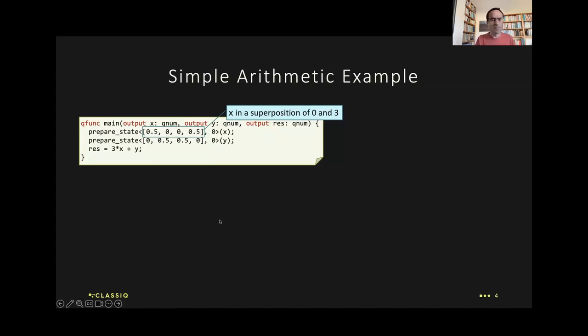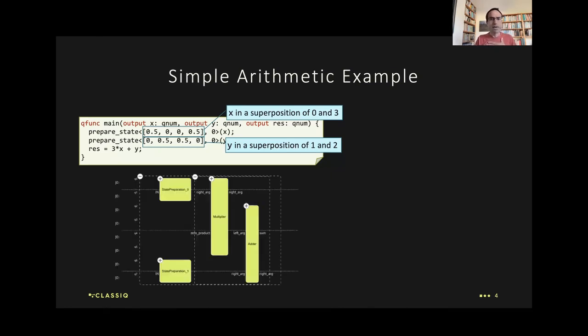You can see that I'm using just the bare prepare state function here. It's good enough for this purpose. And you can see that it's an equal probability for 0 and 3. And then I'm putting y in an equal superposition of 1 and 2 and evaluating the expression 3 times x plus y. When I synthesize this, I see a circuit that indeed corresponds to my description. So I have these two prepared states for x and y, and I'm seeing first x being multiplied by 3 and then added over to y.